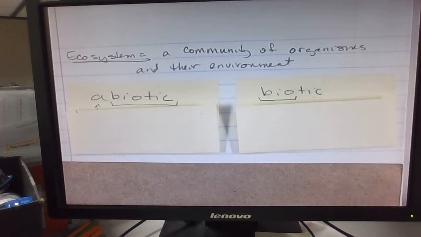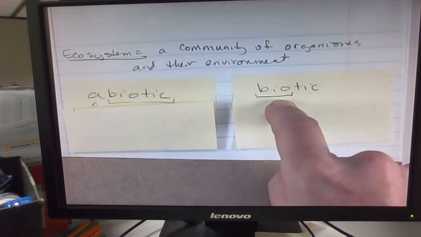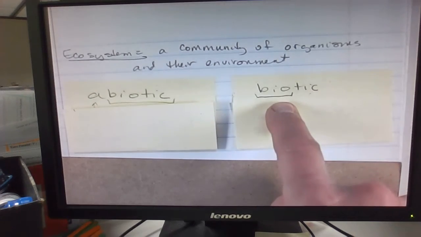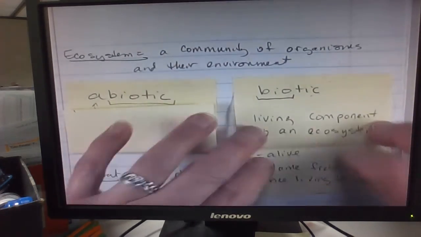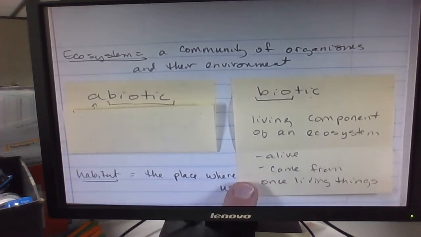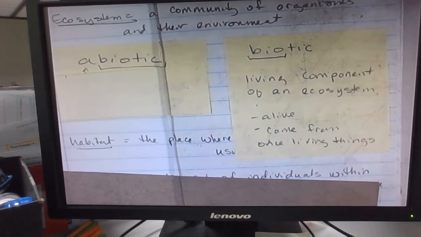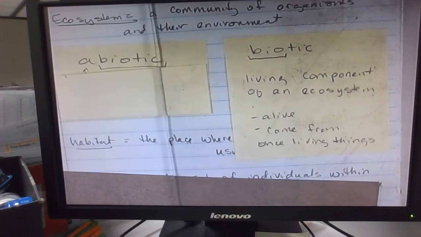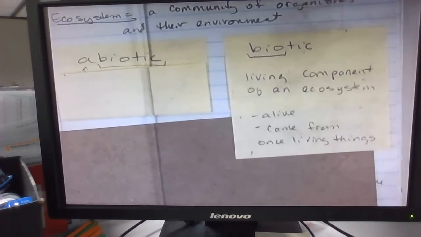The name gives us a clue. What does bio mean? Life. So biotic components of an ecosystem are going to be things that are living components. When we say living components, it could be living now, or it can be a component that came from once living things. That's an interesting one to bring up, but sure.